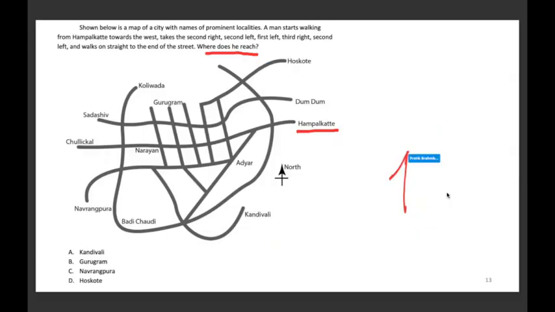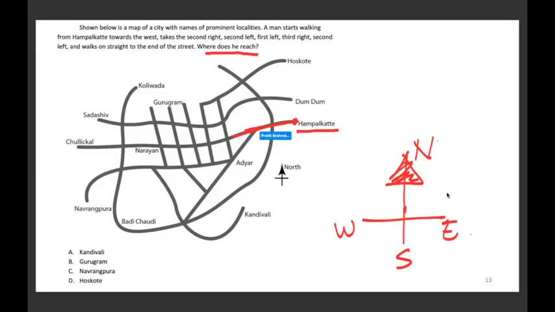In this case, this is north, south, west, and east. This guy is walking towards the west. So from Hampalkatte, he moves towards the west. He takes the second right. From here, this is the first right. This is the second right. This is the turning. From this position, he takes the second left.